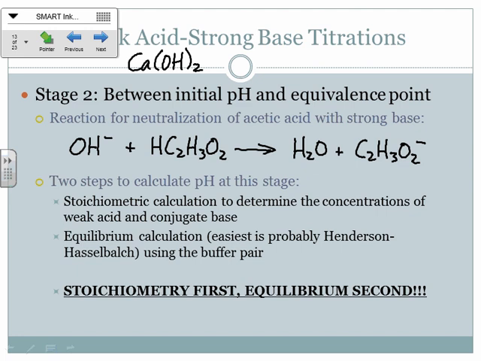So we've got 2 steps to calculate the pH at this stage. And this is basically just like what we talked about yesterday at the very beginning. Okay, stoichiometry first, equilibrium second. So you have to use the stoichiometry to figure out how much of the acetic acid we are going to have left over at the end. Now how do I know that I'm going to have some acetic acid left over at the end with this type of calculation?